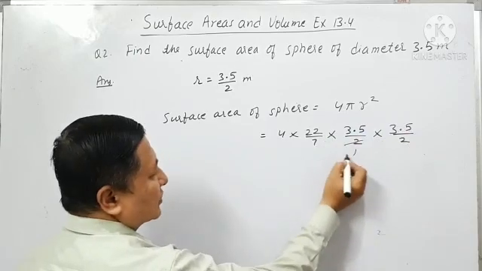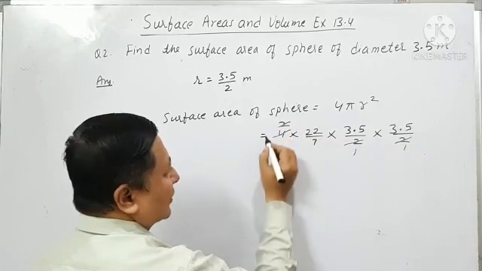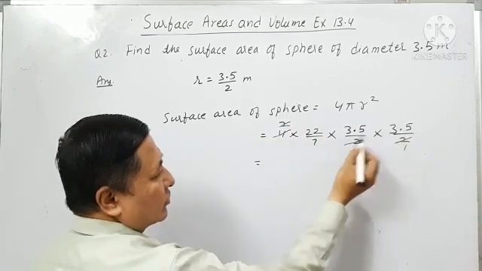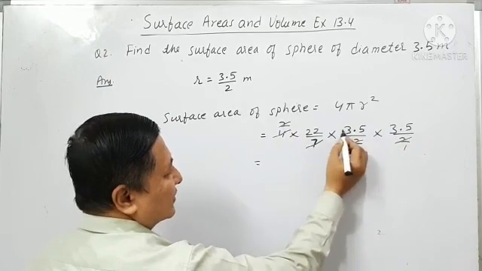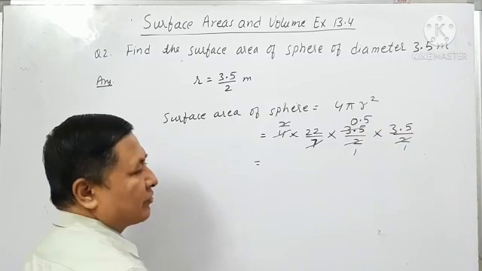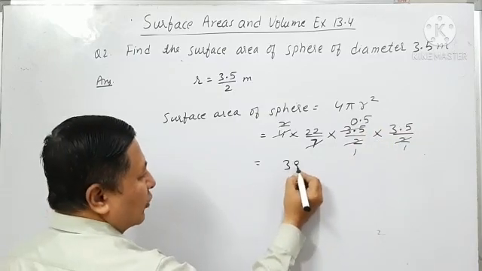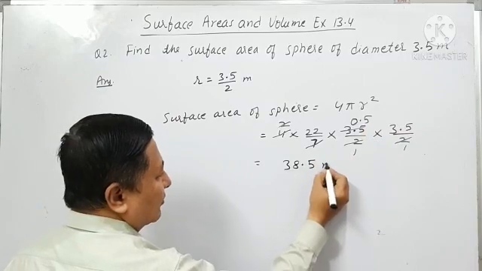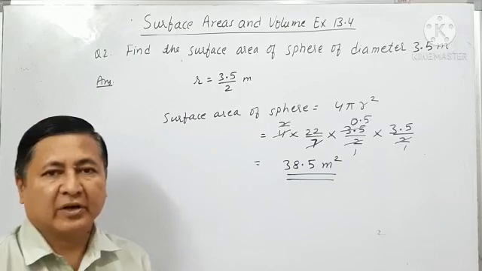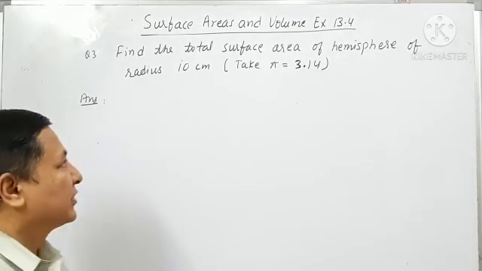Now we'll cancel, 2 ones are 2, and this again will cancel this. Now we have 22 upon 7 into 3.5 into 3.5. This also we can cancel, make it 0.5. So 22 into 0.5 is 11, and 11 into 3.5 is 38.5 meter square. So the surface area of the sphere is 38.5 meter square.